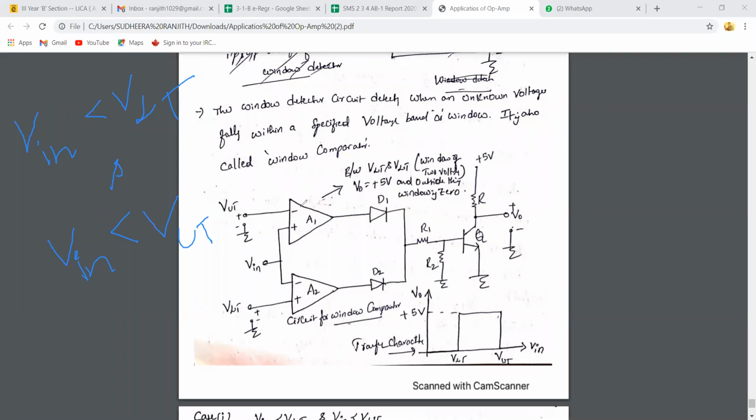So this is the comparator. I'm giving the input signal to the two comparators. One has a non-inverting input and another one is an inverting input, right? So coming to case one, when V in is less than VLT, that means VLT is the input of A2. What is the output of the comparator A2 when V in is less than VLT? Here it is the inverting comparator.